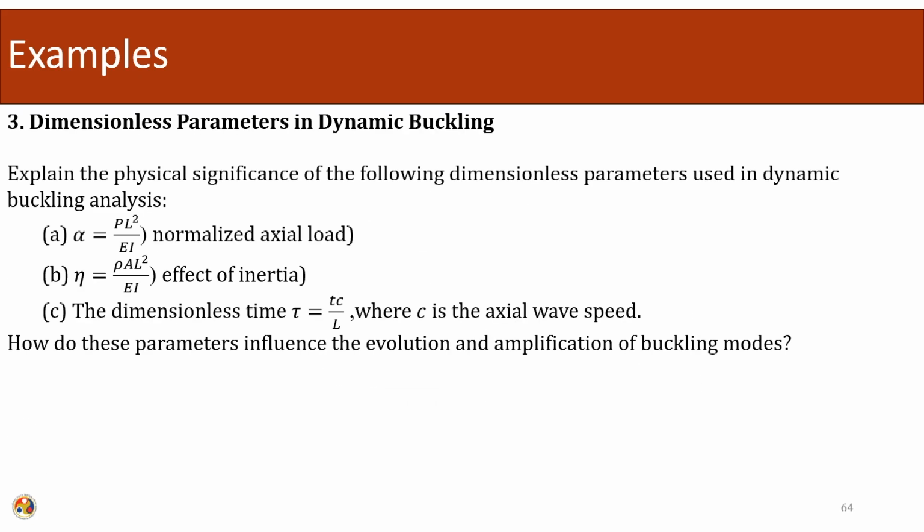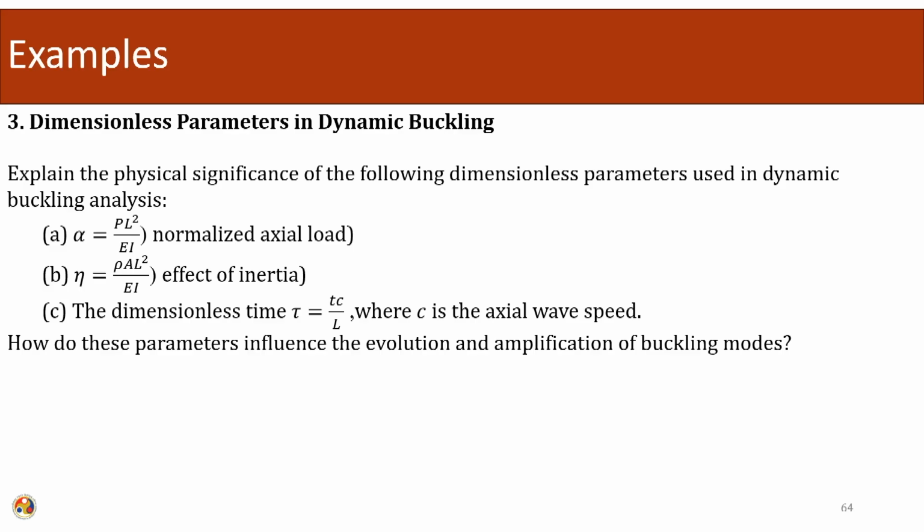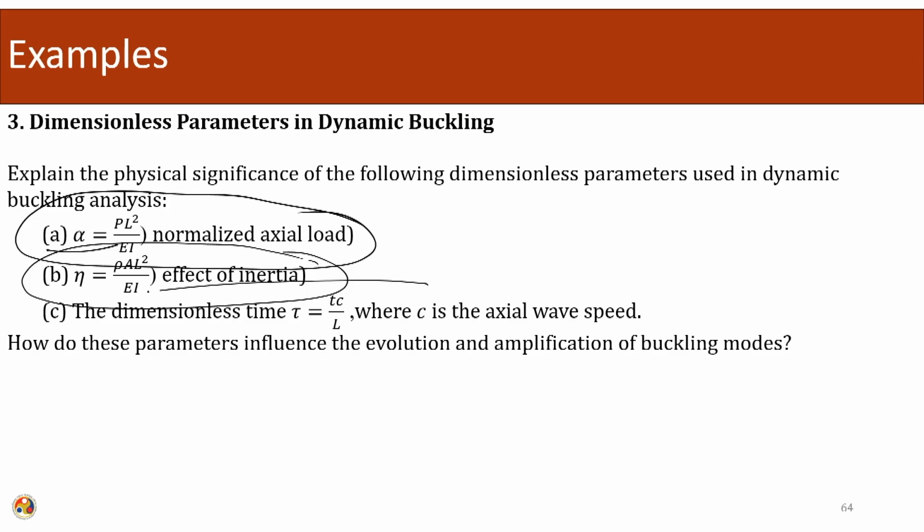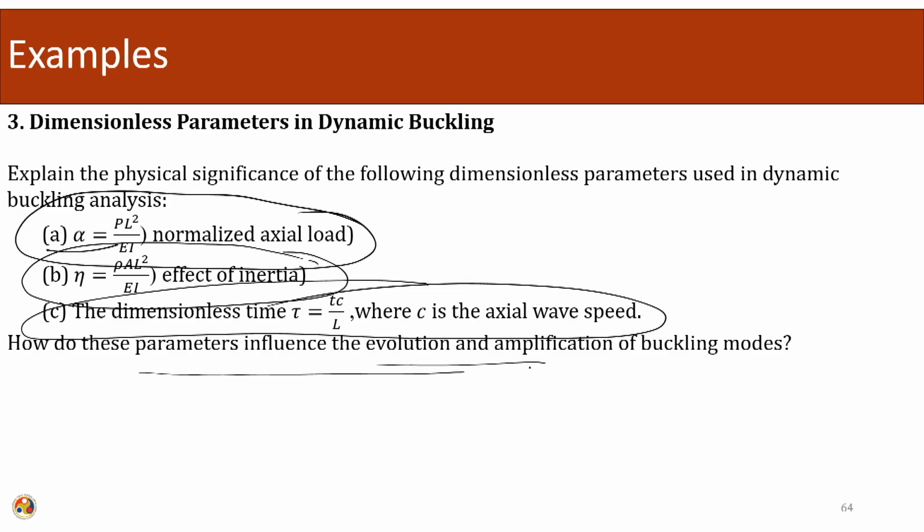So after that we are trying to evaluate the dimensionless parameters in case of dynamic buckling. Here it is being asked to explain the physical significance of the following dimensionless parameters used in the dynamic buckling analysis: alpha, the normalized axial load; eta, which is the effect of the inertia; and c, the dimensionless time constant. So how do these parameters influence the evolution of the amplification of buckling modes? What is the effect of all these parameters on the amplification of the buckling modes?